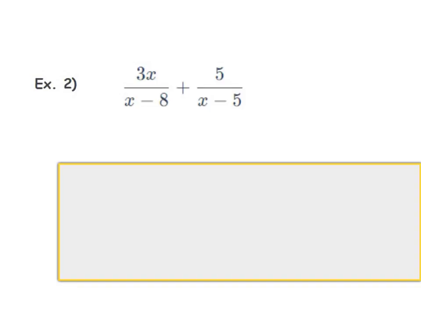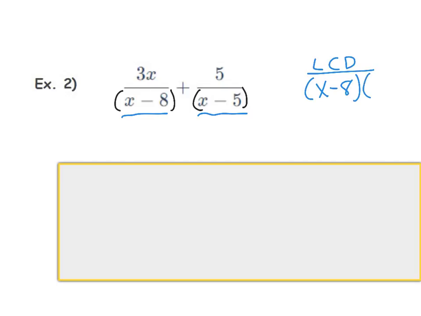All right, example 2, first step, I need to add those parentheses around the quantity x minus 8 and then around the quantity x minus 5. I'm going to look to see, can I factor any further? And no, I cannot factor the numerator or the denominator any further. So now I need to find my lowest common denominator. So my least common denominator, I need a factor of x minus 8 times this factor, x minus 5.